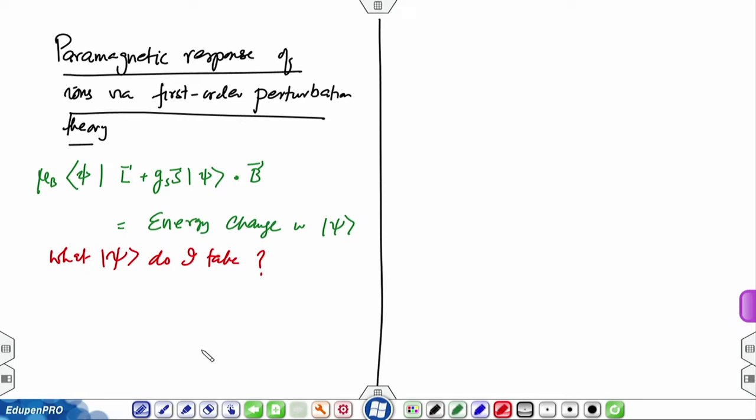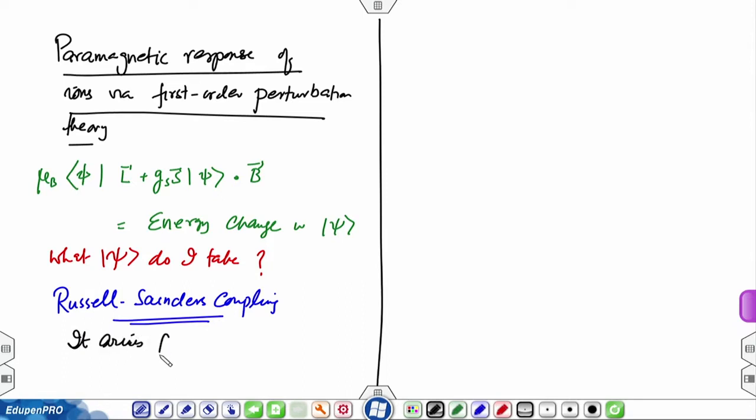So, that is where I am going to invoke something called the Russell-Saunders coupling. And what is responsible for it is it arises from the spin orbit interaction. So, let me explain that first. And what it does is that it gives you a wave function in which we are going to work.